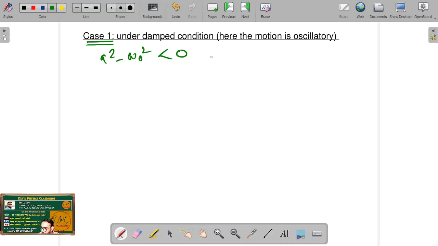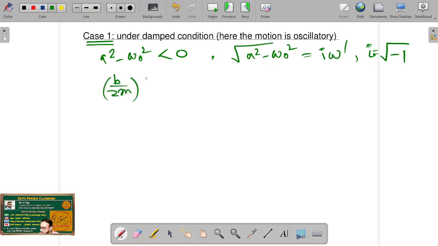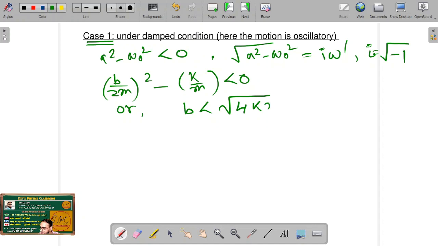Or we can take square root of (b by 2m) square minus omega 0 square equals to I omega prime, where I equals to root under minus 1. So for underdamped condition, (b by 2m) square minus omega 0 square is less than 0, or (b by 2m) whole square minus k by m less than 0, or the condition is b less than root under 4 k into m. So this is the underdamped condition.